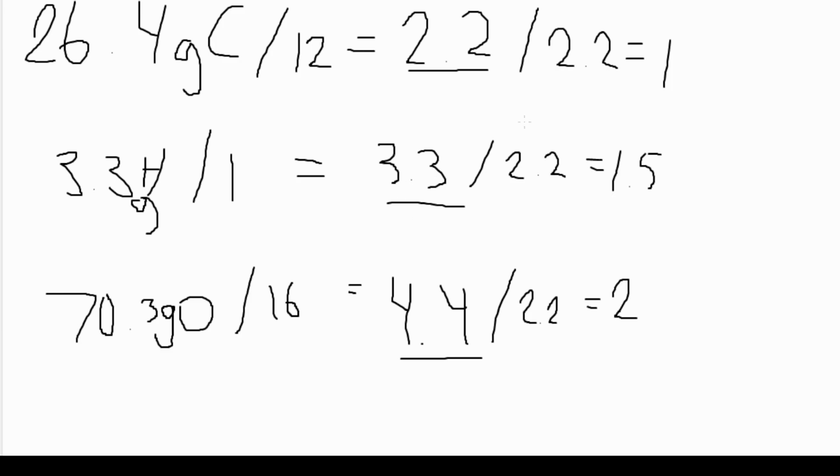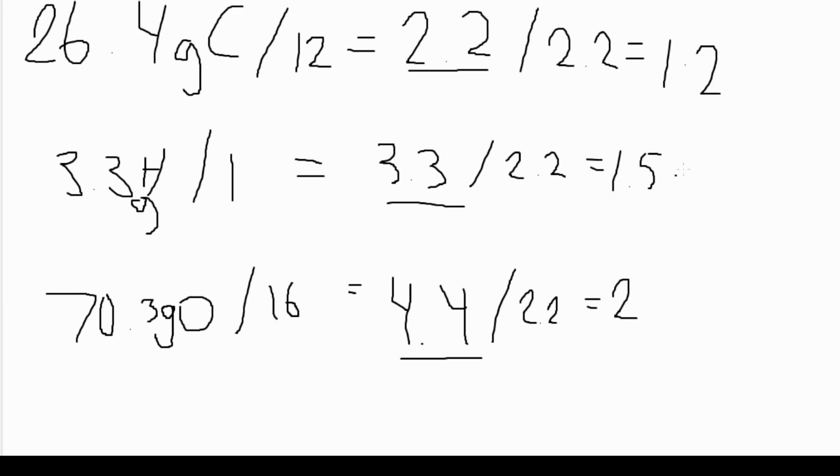The final step is, if you get all whole numbers, that's fine, that's your empirical formula. But if you don't get all whole numbers, like we did here, you're gonna multiply until you get whole numbers for all of these. So because 1.5 isn't a whole number, we can't just go with this, we have to multiply it to get a whole number. And you can multiply 1.5 by 2 to get 3, right? So you multiply all of these by 2. You have to multiply them all by the same thing.